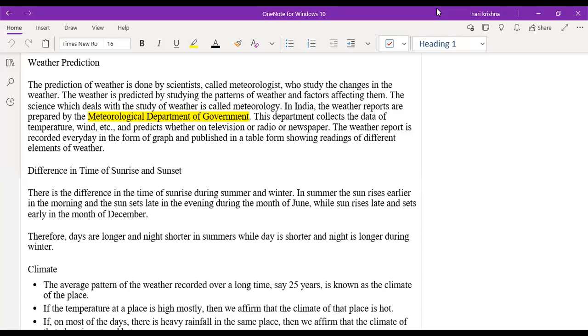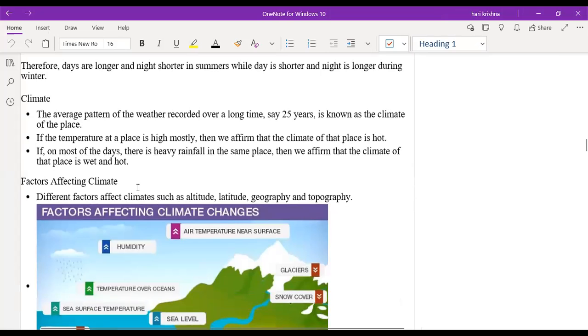Then what is this difference in the time of sunrise and sunset? Sir, can you repeat? What is this difference in the time of sunrise and sunset? Sir, when the sun rises, it's called the time of sunrise, and when the sun sets, it's called the time of sunset. Why is it changing from day to day? Every day it will change, right? The time of sunset and sunrise will change every day. It is not constant for all the days.